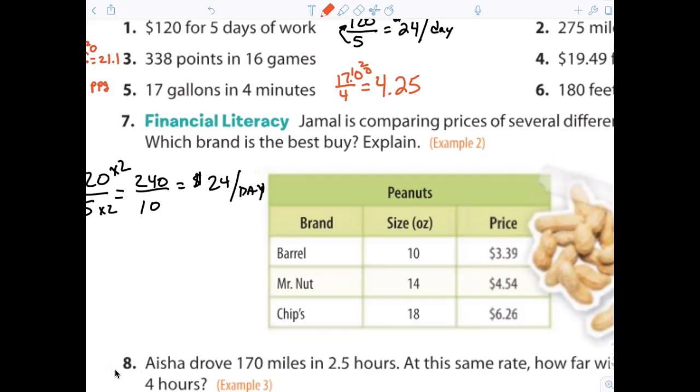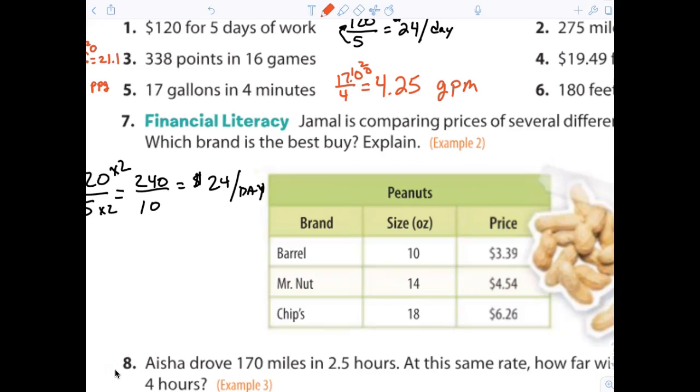25 gallons. That's exactly correct. Gallons per minute. Good. All right. Now everybody check their calculator. 17 divided by 4. It's right. Yep, and that's what we're looking at.